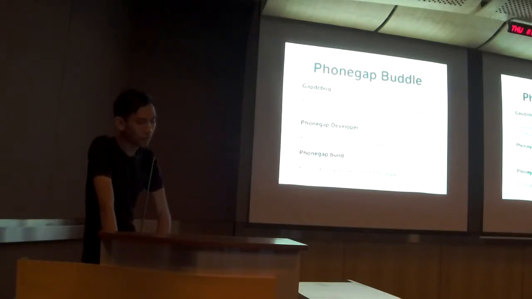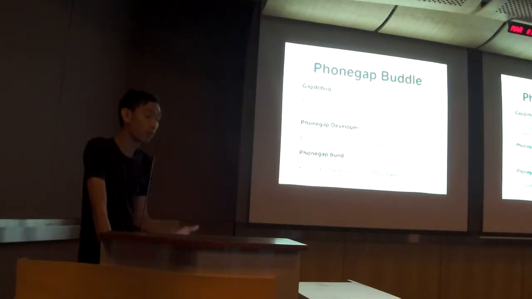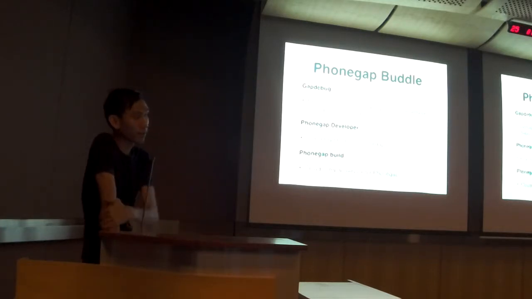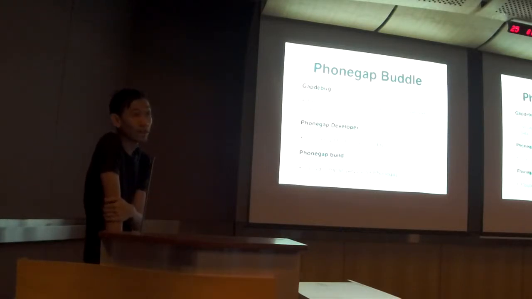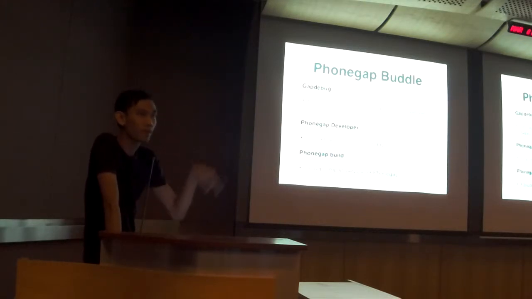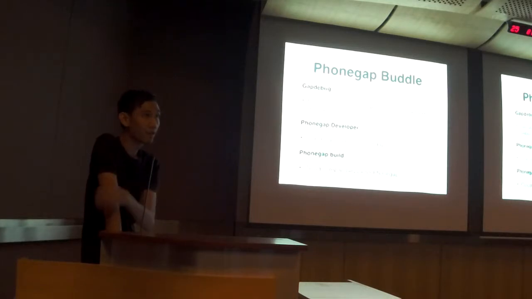PhoneGap is different from other frameworks that use a single codebase, because PhoneGap bundles three big pieces of software. One is GapDebug. GapDebug is a wrapper around Chrome remote debugging, I don't remember the name, and also the iOS Web Inspector, remote inspector. You can use that to debug your app and use all the features to debug it, like the element inspector, or you can change everything live, you can edit the CSS or anything live in the GapDebug debugger. Next one is for the GAP developer.